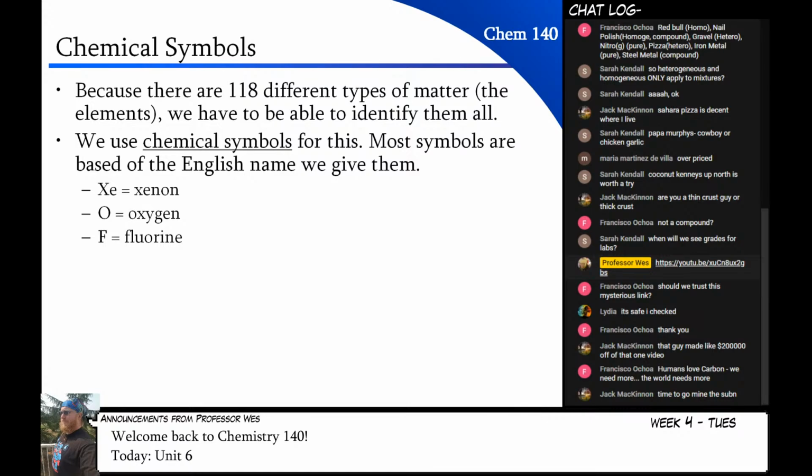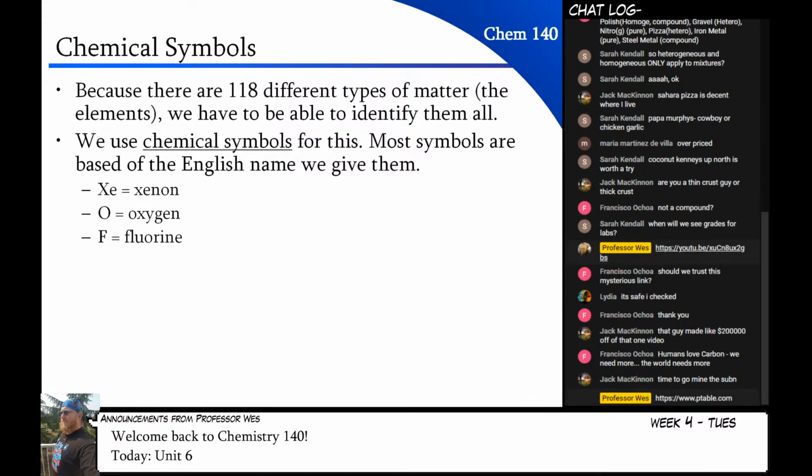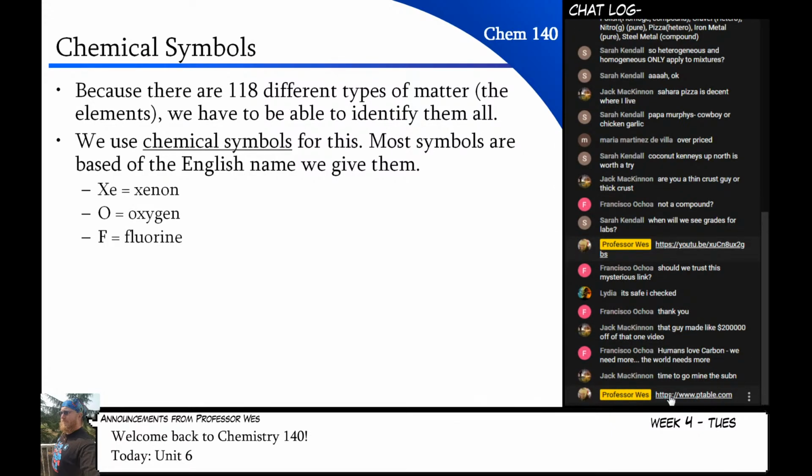All right. How do we represent all the elements? We do it symbolically. The reference that I'm going to give you is this one. Let me make sure that I linked that correctly. Yep, there we go. So this is p-table. P-table is a periodic table and also just an information database for all the different elements. You could click on any element and learn about it. It'll pop up its characteristics, melting and boiling point, and stuff like that.